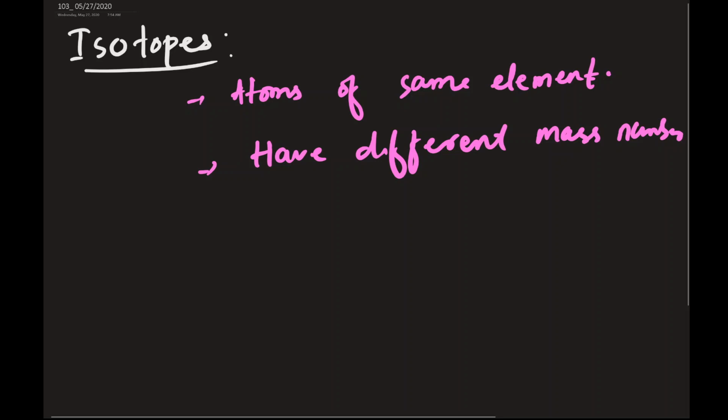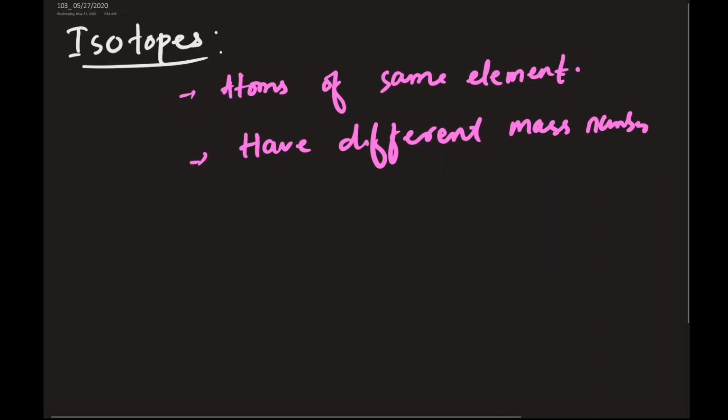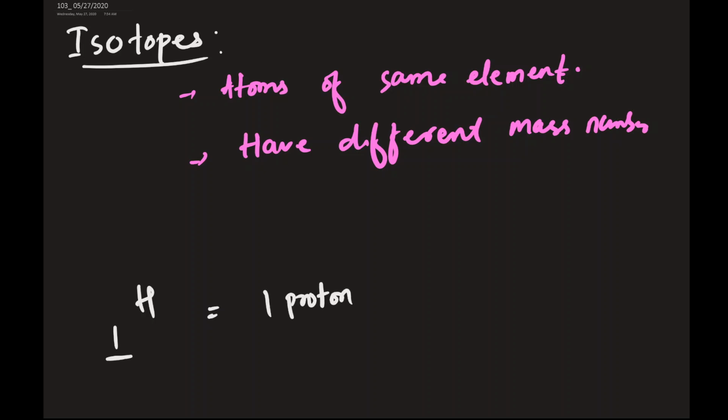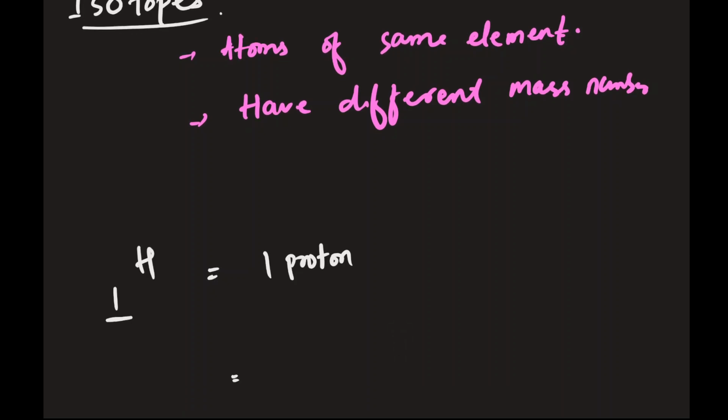Alright, so if they are atoms of the same element, the number of protons should be the same, right? Because let's say we talk about hydrogen. Hydrogen has how many protons? Hydrogen's atomic number is 1 and it has 1 proton. Hydrogen cannot have 2 protons, because then it's not going to be hydrogen. It's going to be a different element altogether, helium. So the number of protons stays constant for every element.